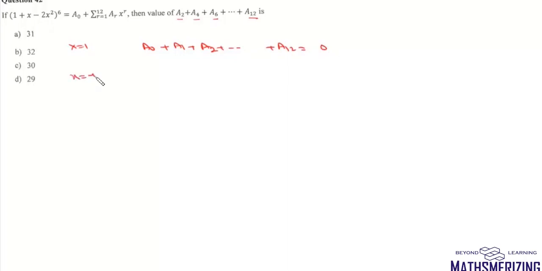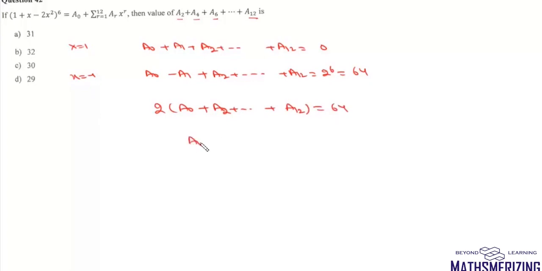Now if we'll put x as minus 1, then we can write a0 minus a1 plus a2 and so on up to plus a12. In that case, it will be simply 2 to the power 6, and 2 to the power 6 is 64. Now we'll add them. If we'll add them, we'll write 2 times a0 plus a2 up to plus a12, and this is 64. So that is a0 plus a2 plus a4 up to plus a12, and this is 32.